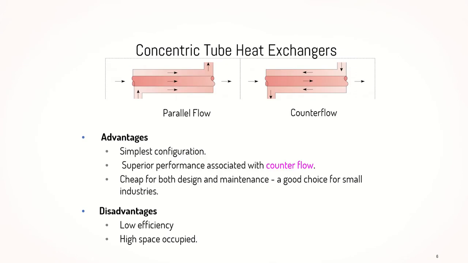Now, this would be the principle of a concentric tube heat exchanger. We have two types of flow. We can have parallel flow, if both the inside and the outside liquid flow in the same direction. So this is parallel flow. And we also have counter flow, if the inside fluid and the outside fluid are moving in the opposite direction, so we call it counterflow.